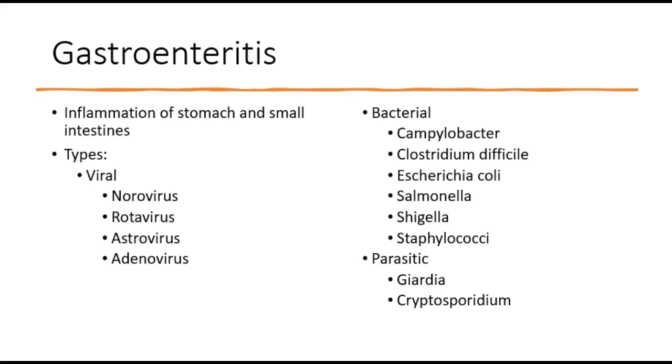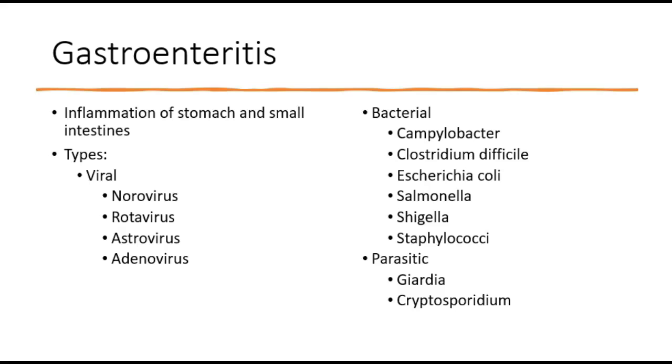Lastly, we'll talk about gastroenteritis, which is inflammation of the stomach and small intestines. There are different types of causes of gastroenteritis. There's viral, bacterial, and parasitic. Viral, such as norovirus, rotavirus, astrovirus, or adenovirus. The astrovirus is fecal-oral route, and the adenovirus is fecal-oral route and possibly respiratory droplets.